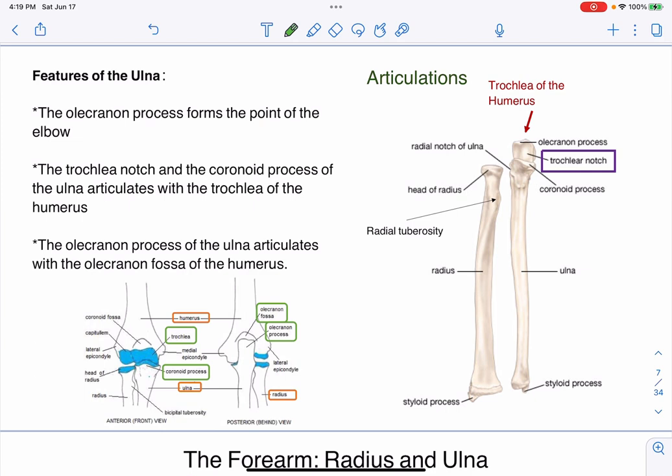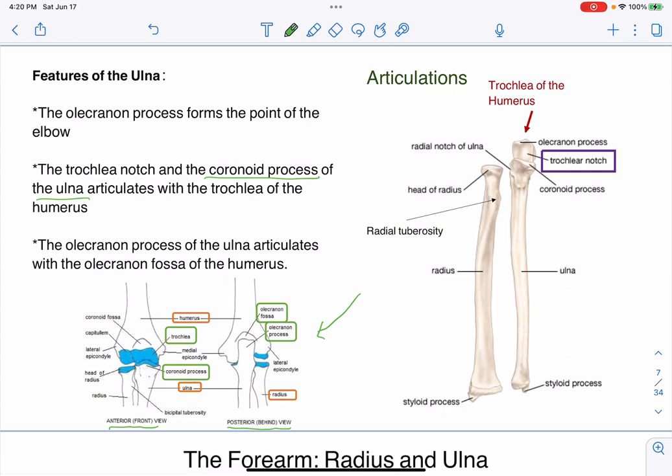So I have over here images showing you both an anterior view and a posterior view of how the ulna and the radius articulate with the humerus. So we were just talking about that trochlear notch. So the trochlear notch and the coronoid process of the ulna articulates with the trochlea of the humerus.